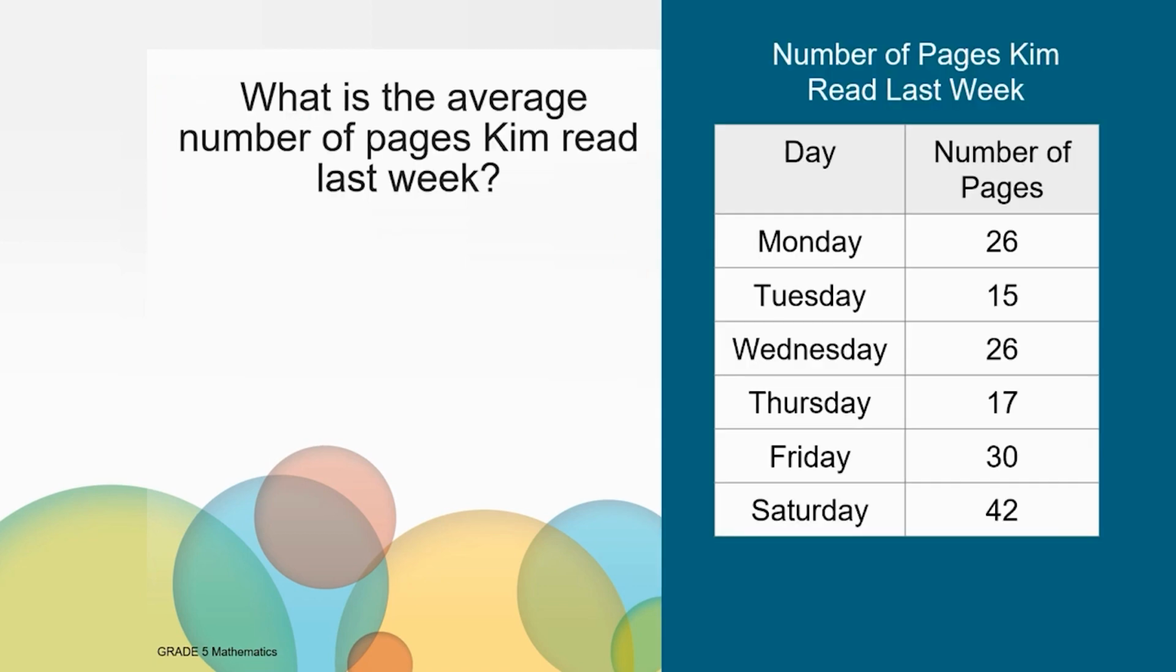So if we go back to our first example and we want to find the mean, or the average of this data set, we would need to add all the data values and then divide by 6, which is the number of data values in this set. Go ahead and use your calculator to figure out the mean of this set.